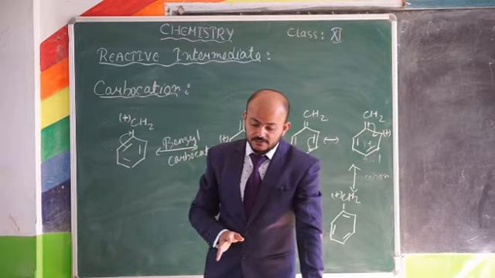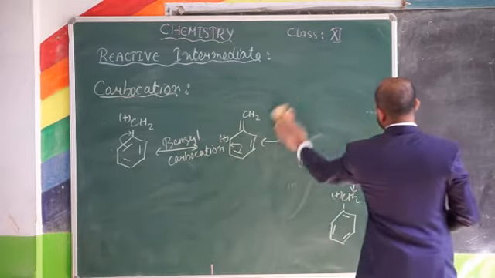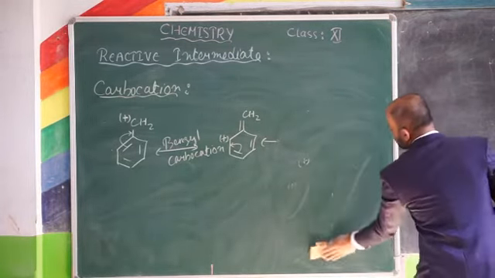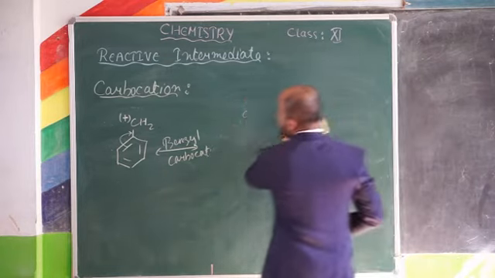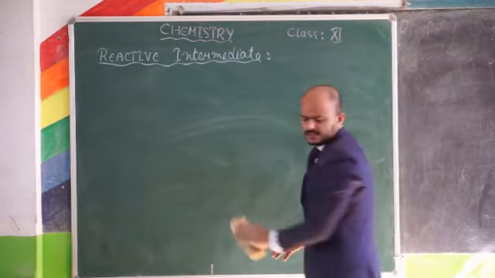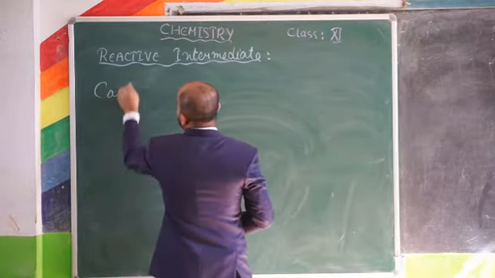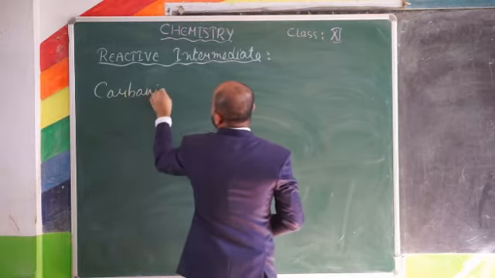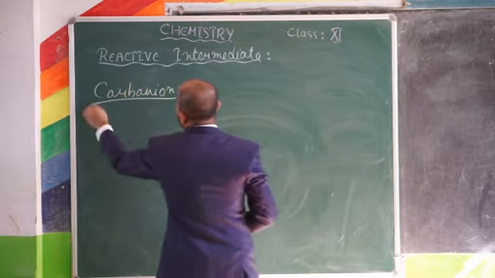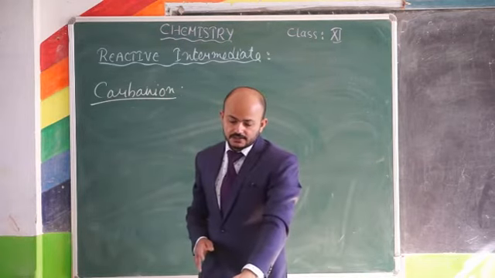Now let's discuss carbanion. Carbocation we have discussed. Now for carbanion, it is just the opposite. It's just the reverse because they are carrying a negative charge. Carbanions are what? The carbon containing a negative charge. Okay?